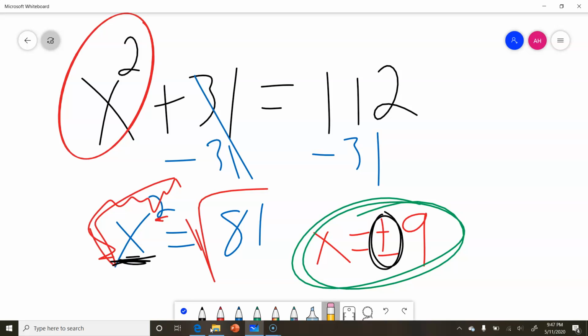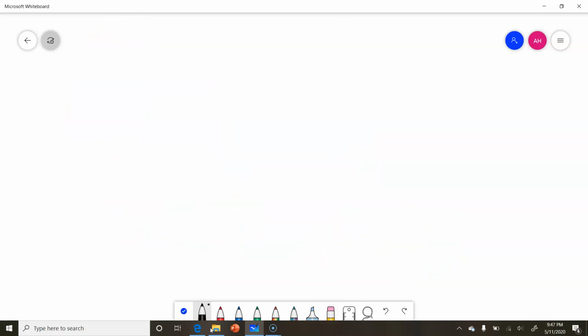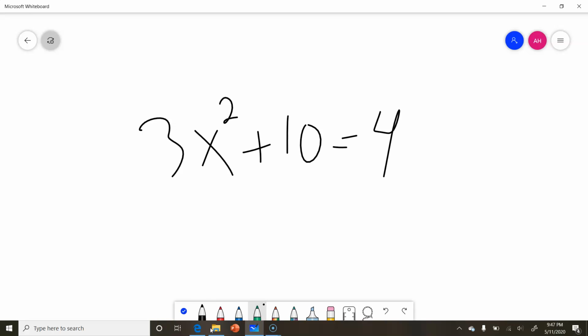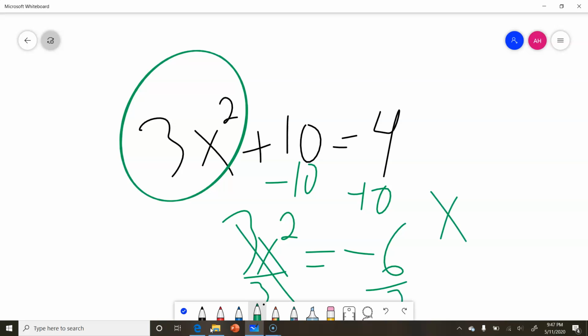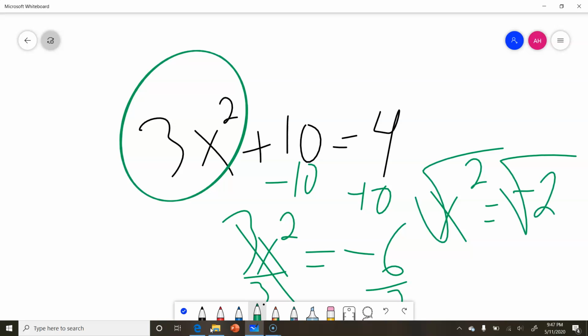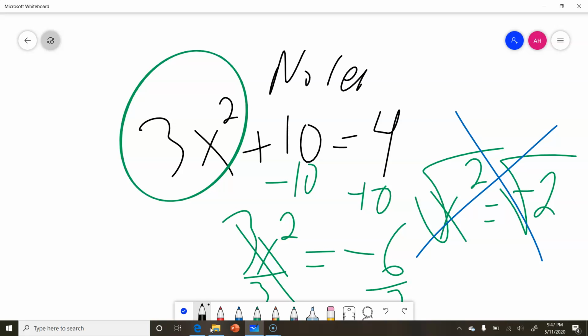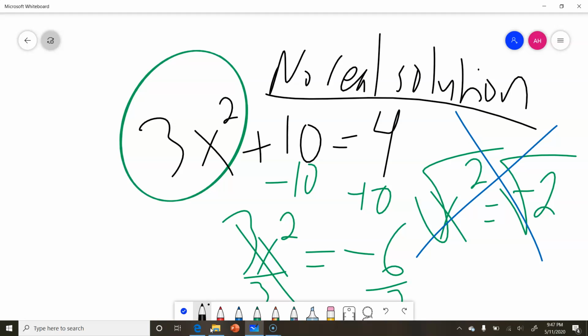And let's do one here that comes out with no real solution. If we had something like this, 3x squared plus 10 equals 4, right? I'm trying to solve for x. The first step is subtract 10, subtract 10. Uh-oh, I get 3x squared equals negative 6. I divide by 3, I divide by 3, I'm left with x squared equals negative 2. And guess what? I can't take the square root of a negative number, so that means no real solution. Okay, so there's some quick review.